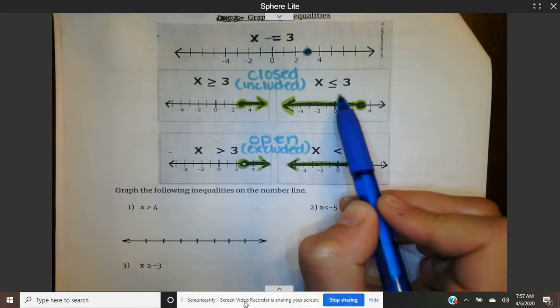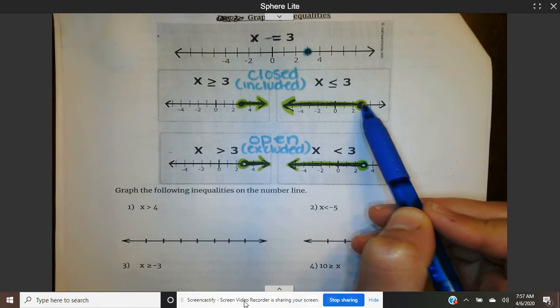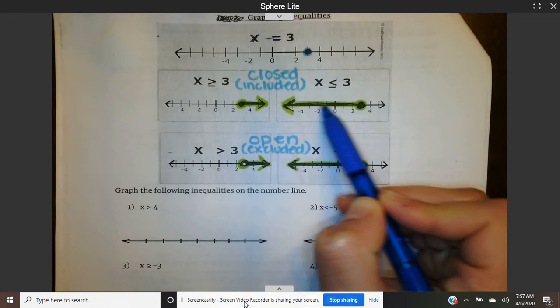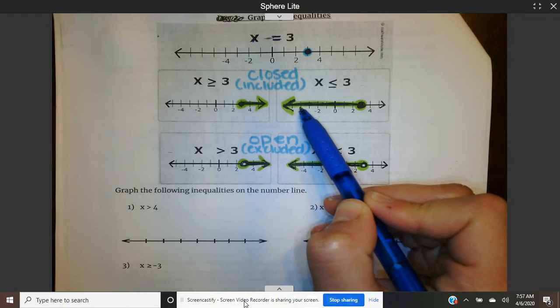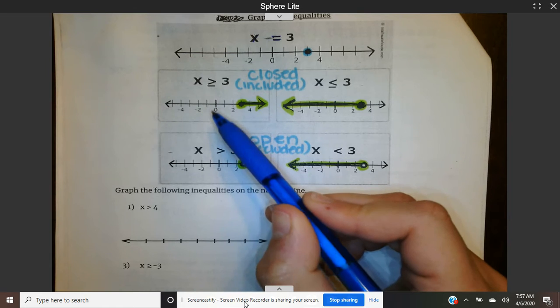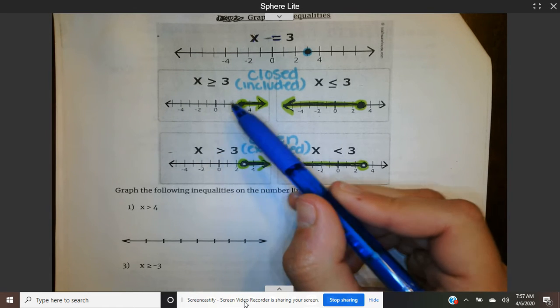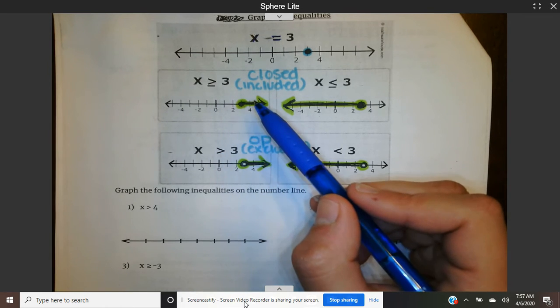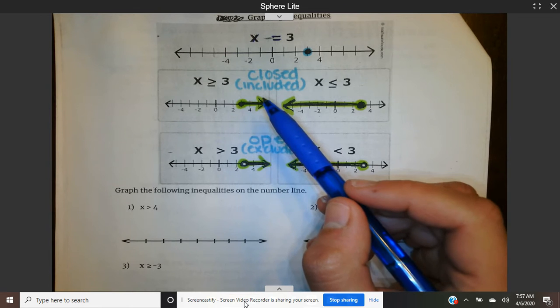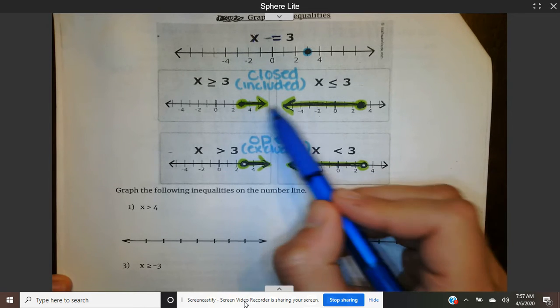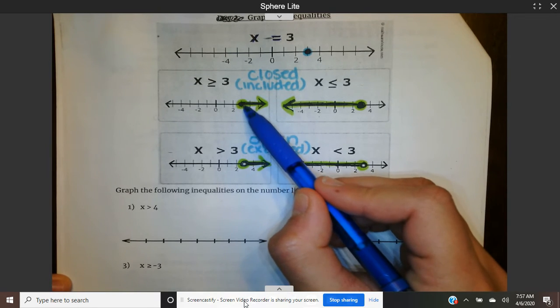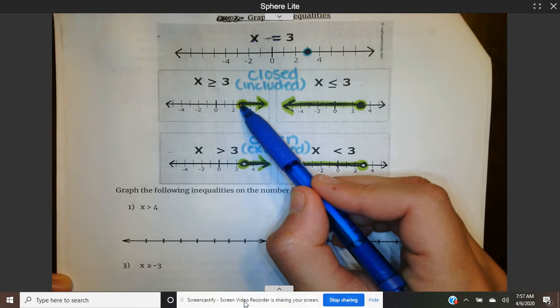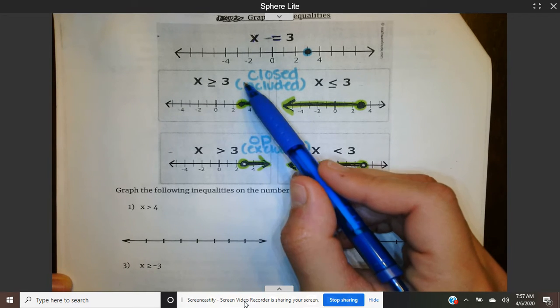Okay. This means less than or equal to 3, so it could be 3 or less than. It could be -2, it could be -4, it could be -100.5. It could be anything less than or equal to 3. Okay, so if you notice these top two, these have closed circles. That means that that point that you plot it on is included.